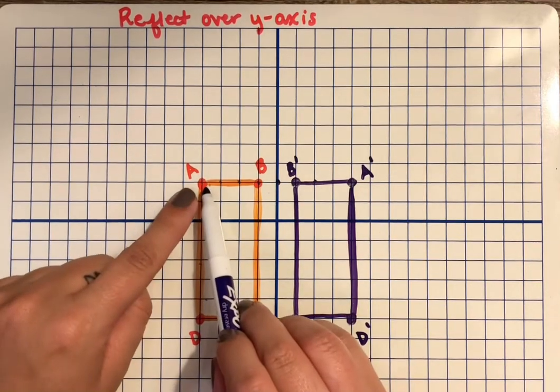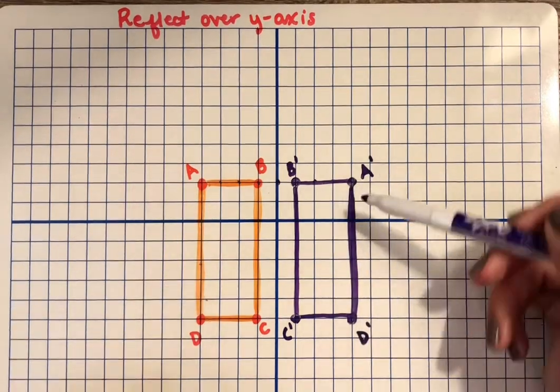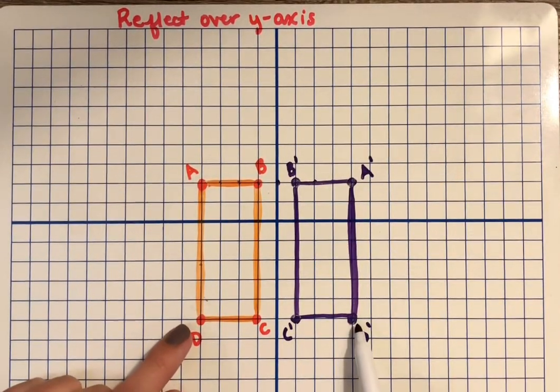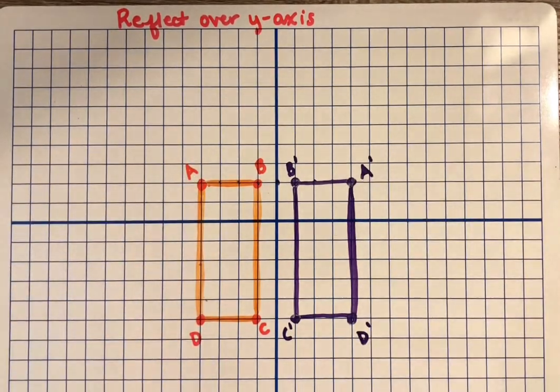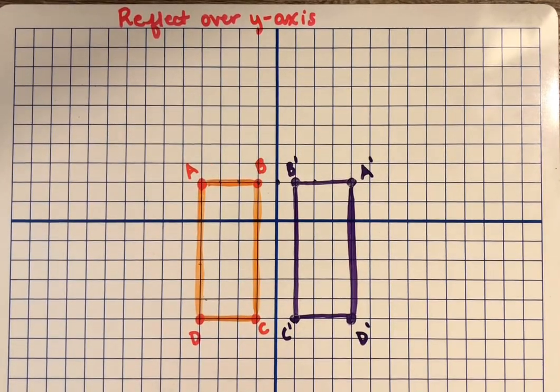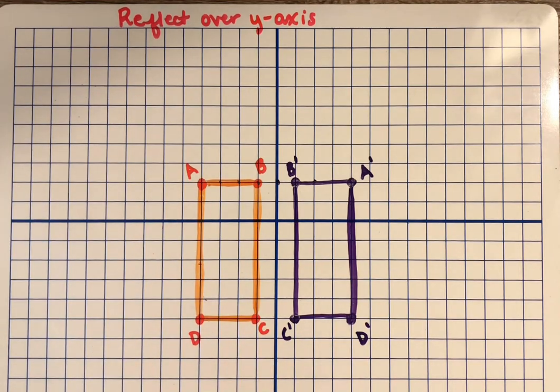So point A was on the left side of the rectangle. A prime is on the right side of the rectangle. D and D prime, they switch sides from the left side to the right side of their given rectangle. So that's how I can check and see that this was in fact a reflection, by looking at the points, the letters that are used to name each of these vertices.